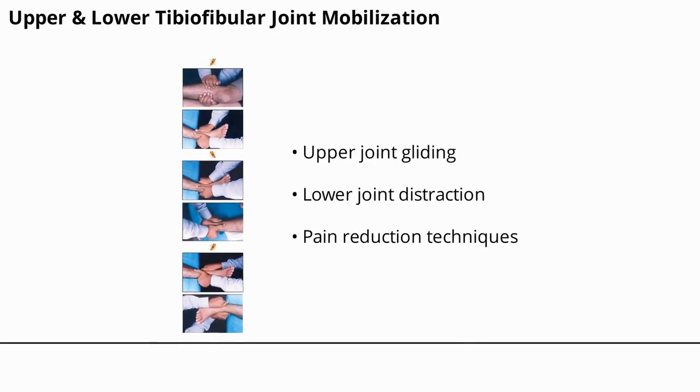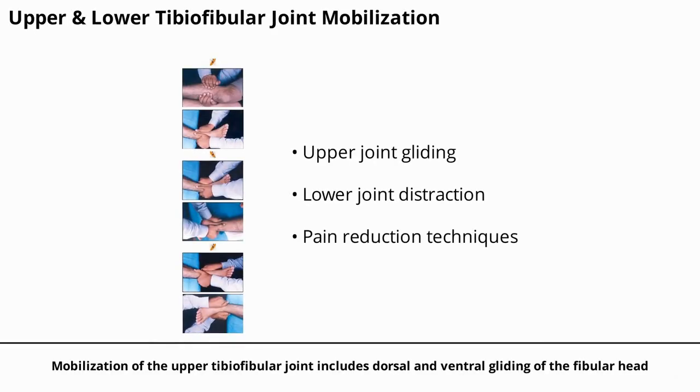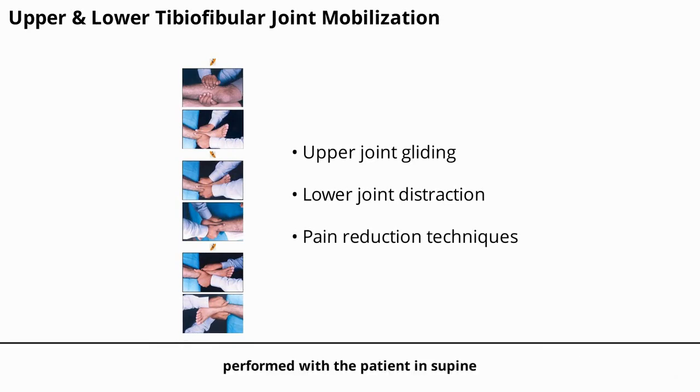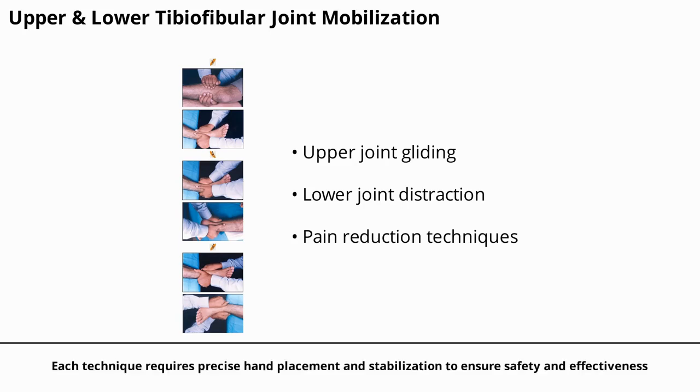Mobilization of the upper tibiofibular joint includes dorsal and ventral gliding of the fibula head, performed with the patient in supine, prone, or side-lying positions. For the lower tibiofibular joint, distraction, dorsal, ventral, caudal, and cranial gliding techniques are used. These maneuvers help increase joint play, support ankle movements, and reduce pain. Each technique requires precise hand placement and stabilization to ensure safety and effectiveness.